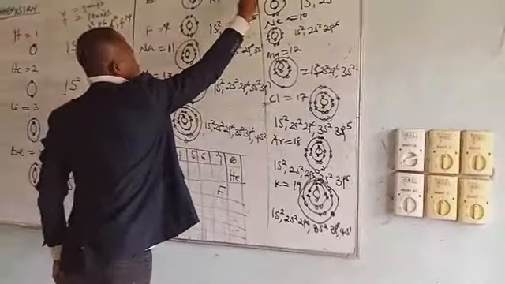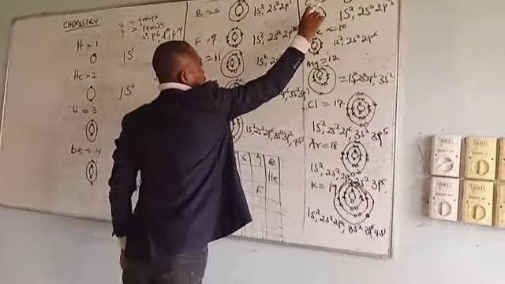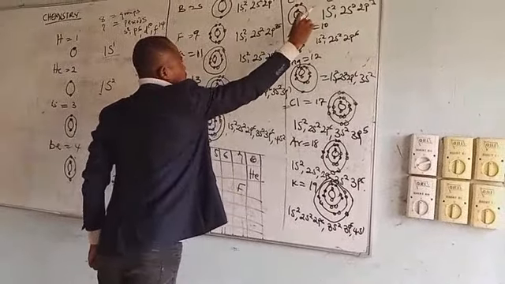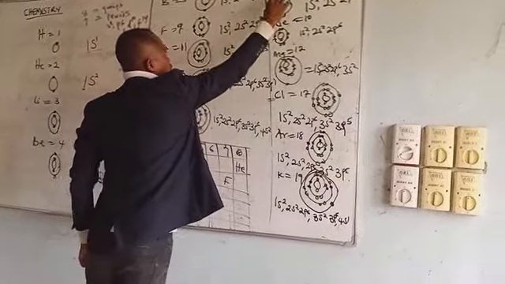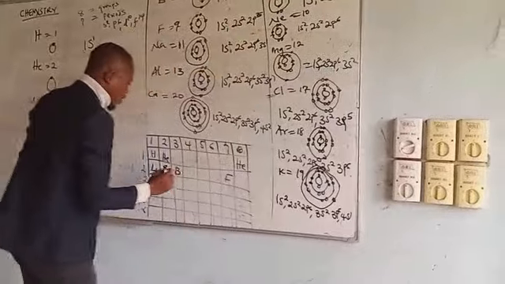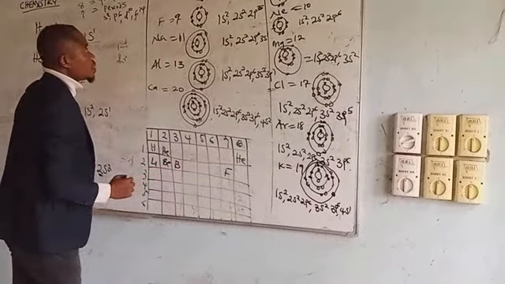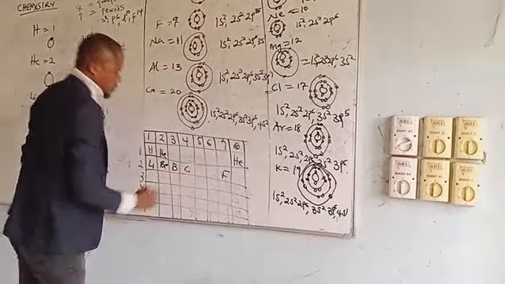Carbon. Okay, we'll jump carbon. Carbon, 4 electrons in the outermost shell, 1, 2, 3, 4. 2 shells. 2 shells is period 2. 4 electrons in the outermost shell is group 4. So this is going to be carbon. Yeah, this is carbon.